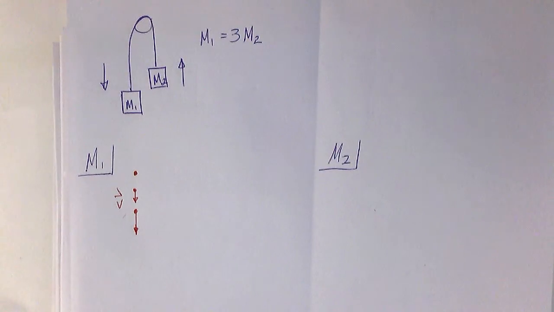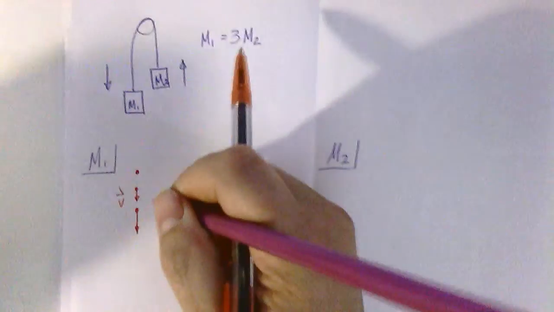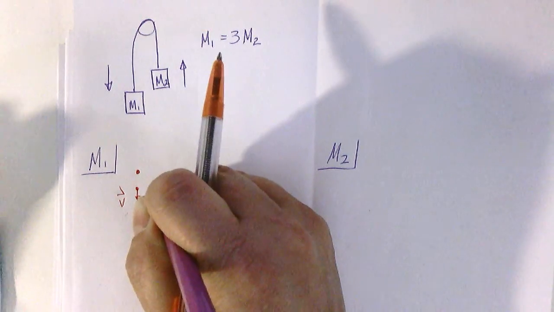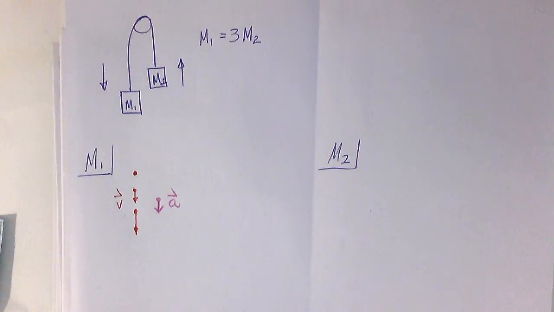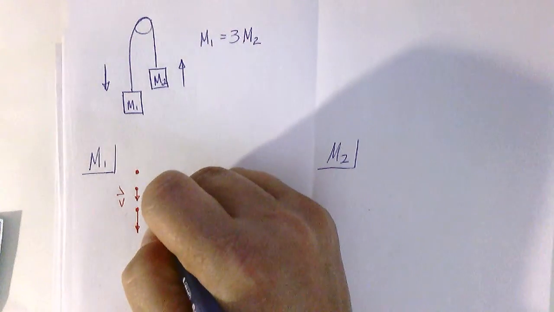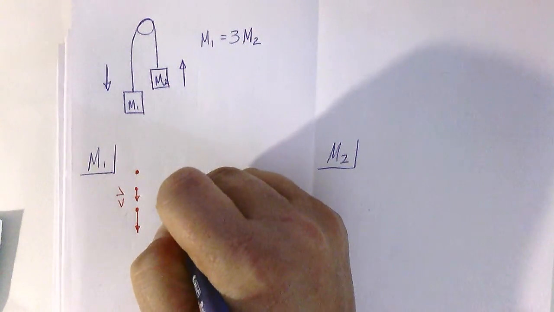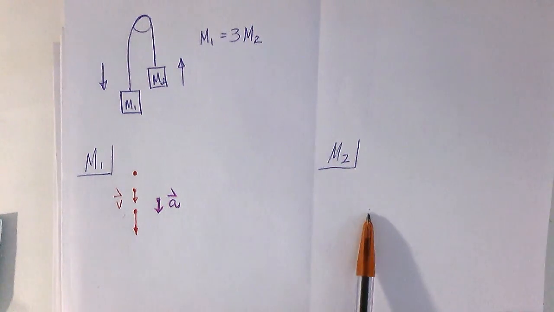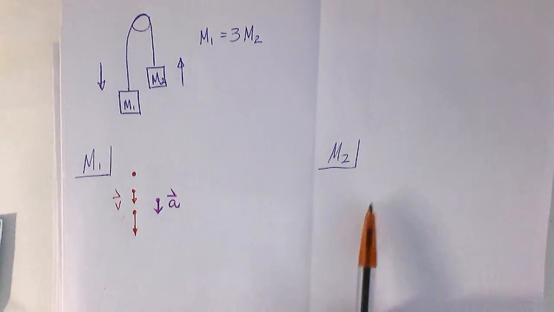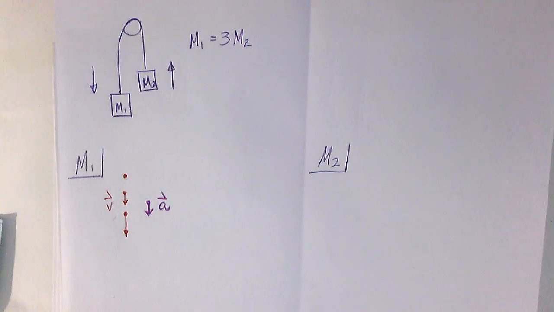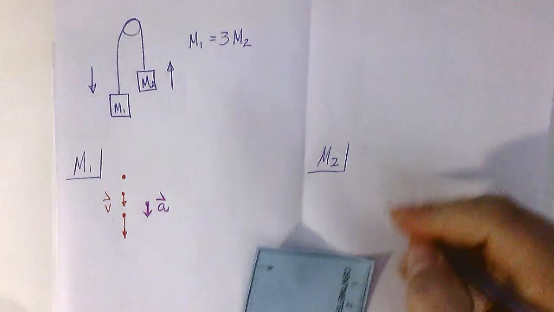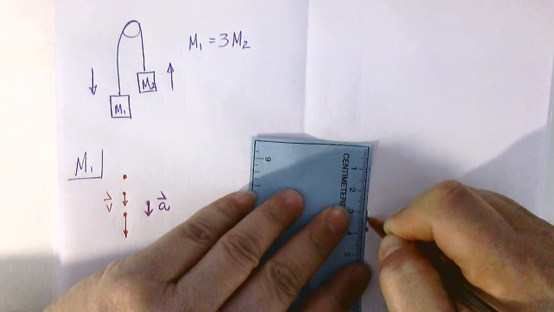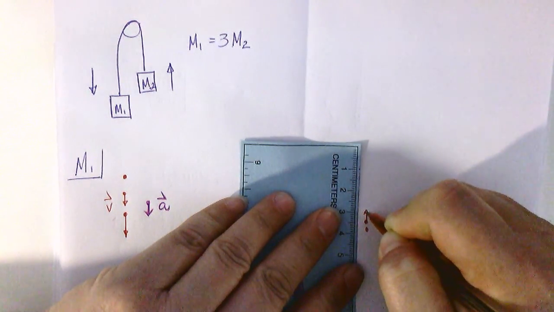So we're going to have our velocity increasing. I'm going to go ahead and draw my acceleration. For this one here, I'm going to have it directed downward. Okay. And then what I'm going to do is go ahead and draw the same motion diagram for M2. But here's the difference. It's going to be the same values, but in this case, it's directed upward.